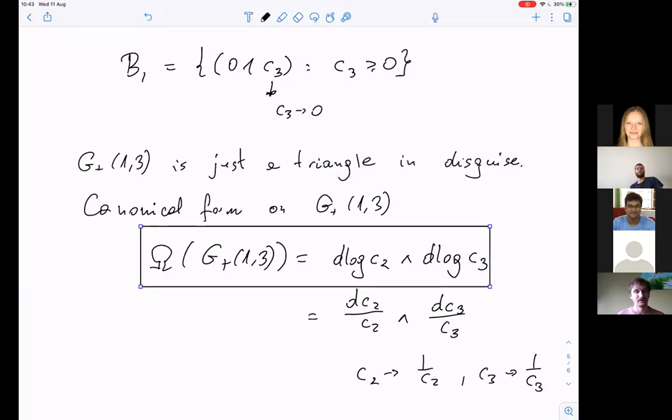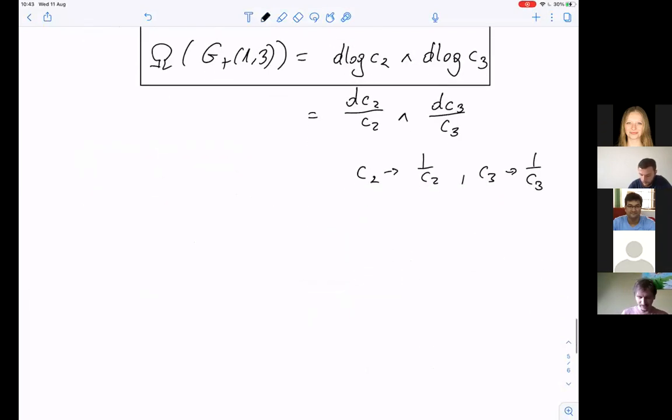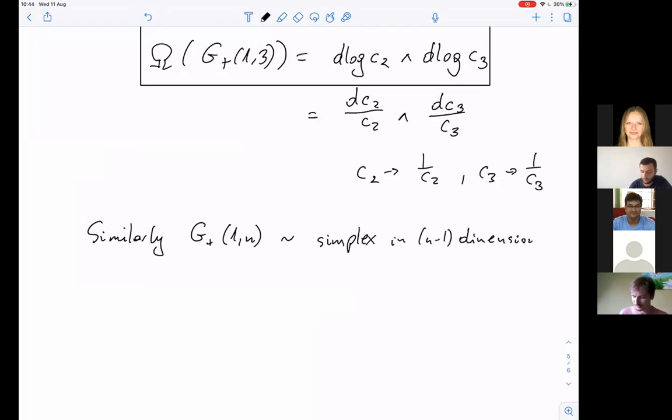We have a positive Grassmannian, in that case it's a positive part of the projective space, and this is a positive geometry which has a canonical form, which is given in this particular parameterization. Okay, and a similar calculation can be done. So similarly, G plus 1, n has the boundary structure of a simplex in n minus 1 dimensions.